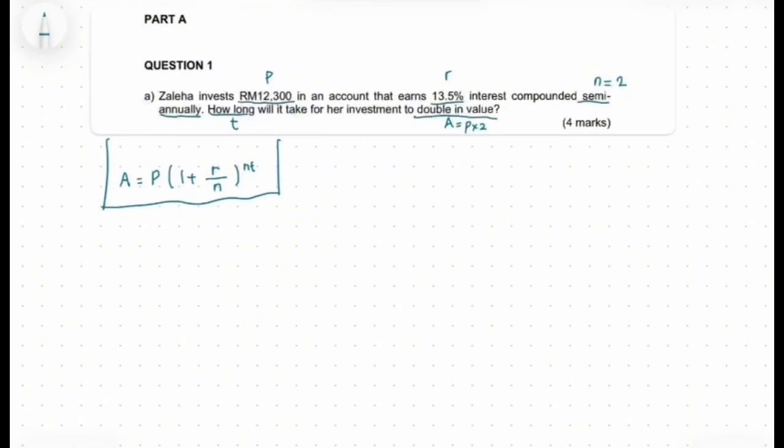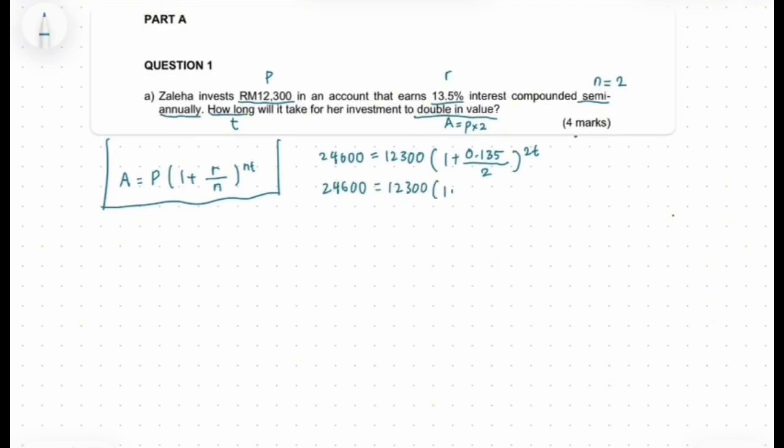Part A, Question 1. Zaliha invests 12,300 in an account that earns 13.5% interest compounded semi-annually. How long will it take for her investment to double in value? From the sentences, we are given information to help solve the question. I got 24,600 from doubling 12,300. Then I proceed like usual with the help of the formula.